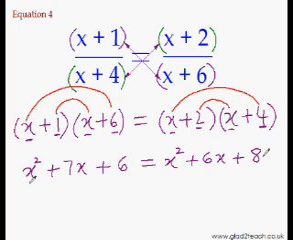Now as you can see, the term x square is present on both the sides. So we can simply cancel it out. So now what we are left with is a very simple linear equation, which I'm sure that you can solve mentally. 7x minus 6x would be x, and 8 minus 6 would be 2. Question is solved.